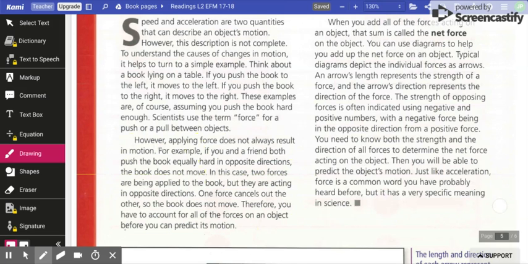One key part in this paragraph explains that objects that are not in motion can still have forces being applied to them, and we'll learn how in the next paragraph and diagram.